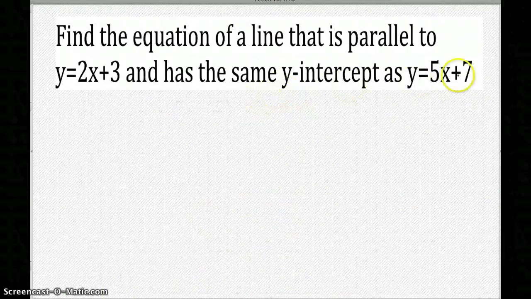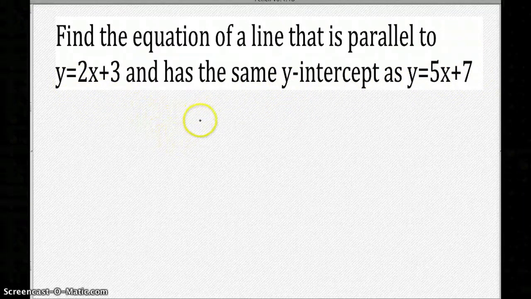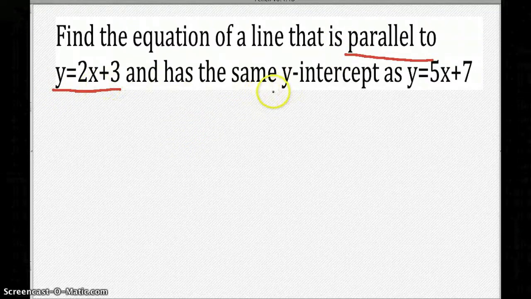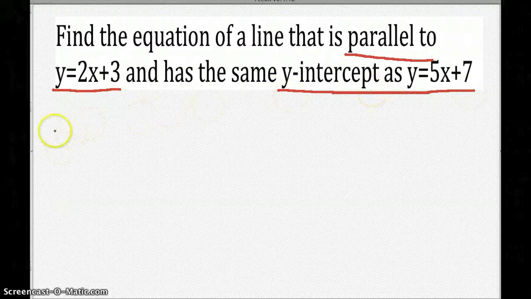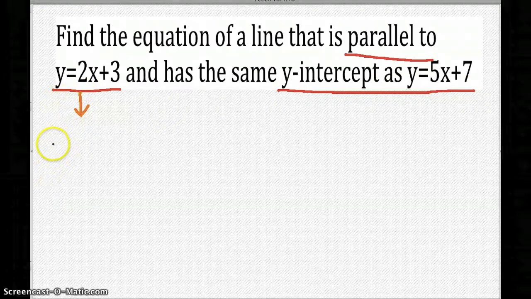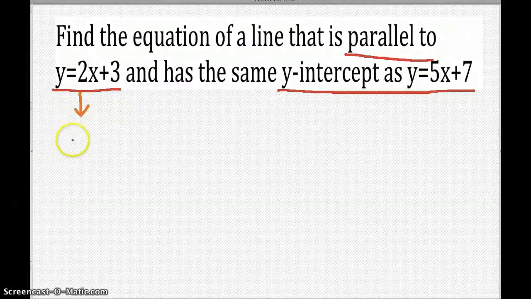It says, find the equation of a line that is parallel to y equals 2x plus 3 and has the same y-intercept as y equals 5x plus 7. So we're going to underline the important parts of the question: parallel to this, and has the same y-intercept as that. Okay, so first let's work with this one. Parallel to y equals 2x plus 3. If a line is parallel, it means it has the same slope.